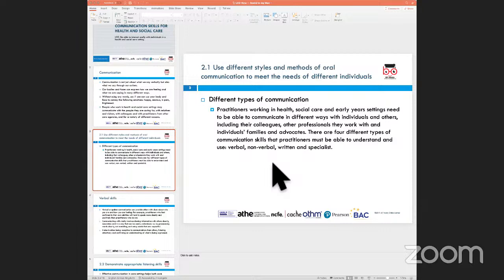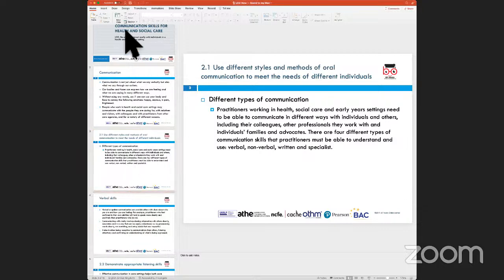Now, let's look at how these are used as different methods and styles within a health and social care setting. So when we look at the different styles and obviously the different types of settings that can be used for the purposes of communication within health and social care, let's look at a few situations.